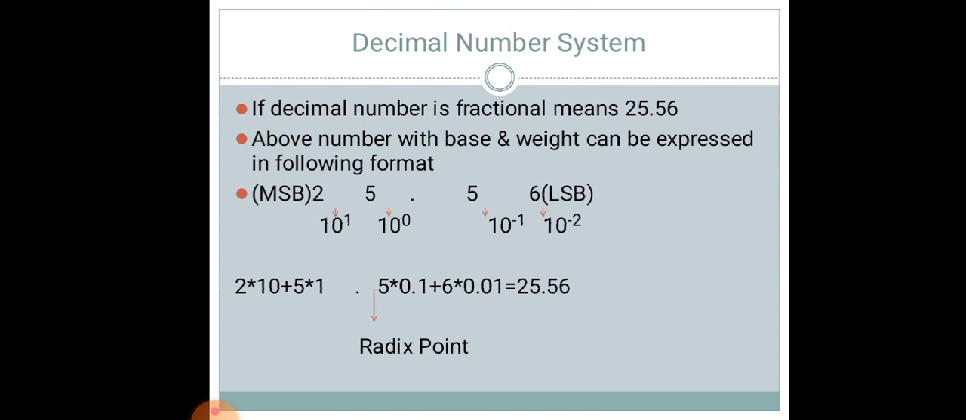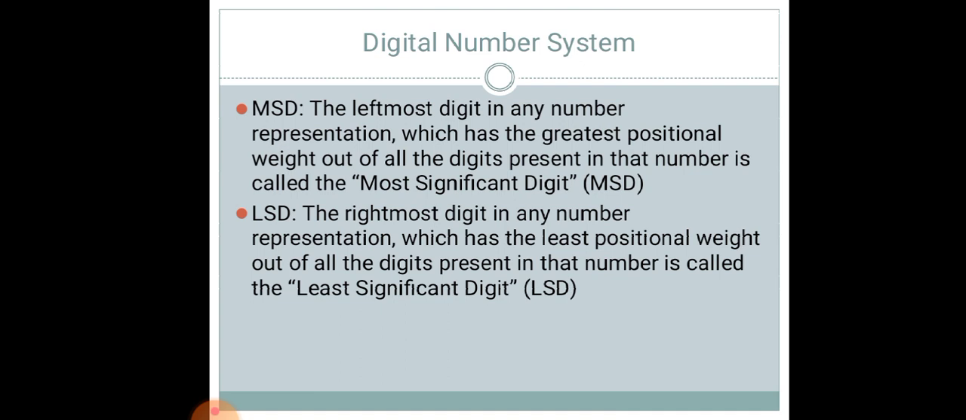Now, radix point means what? Fractional point, right? The fractional point is also called a radix point. The point which separates the integer number and the fractional number is called a base point, radix point or decimal point, right?